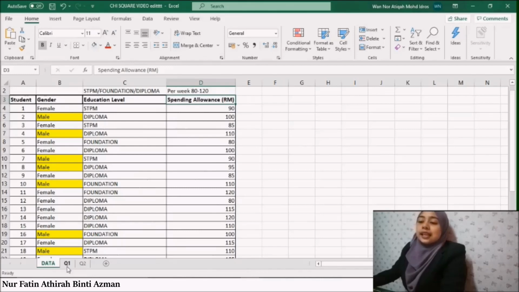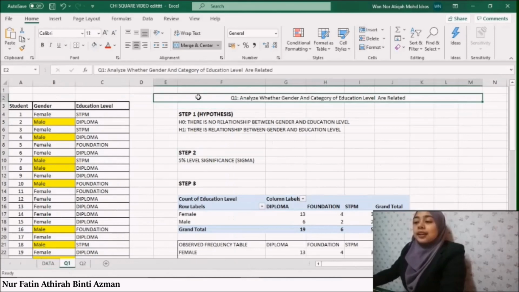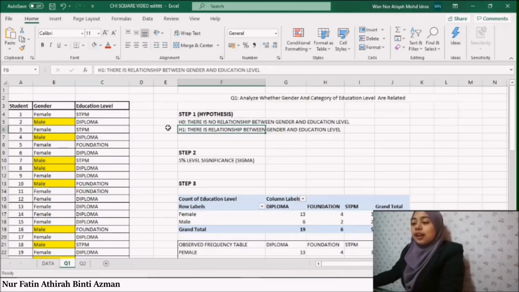The question is to analyze whether gender and category of education level are related, by referring to Chapter 5 Non-Parametric Method Chi-Square Test. For this topic, we will use two data, which is gender and education level only. First step consists of two hypotheses, which is H0 and H1. As for the symbol, H0 explains the categories are independent, which is no relationship. Meanwhile, H1 indicates variables that are dependent, which is related.